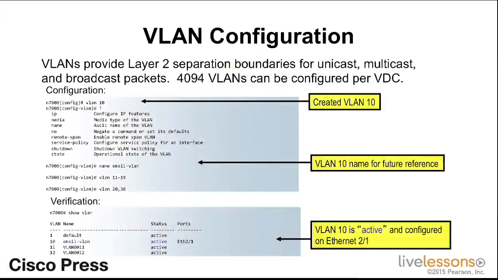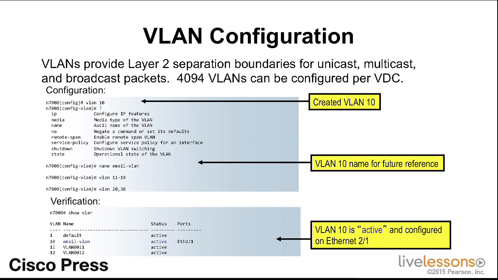So let's start off with VLAN configuration. VLANs provide layer 2 separation boundaries for unicast, multicast, and broadcast packets. 4094 VLANs can be configured, and that's per VDC. Some other notes about VLANs just in general. VLAN 1 is certainly the default VLAN, and that cannot be deleted.